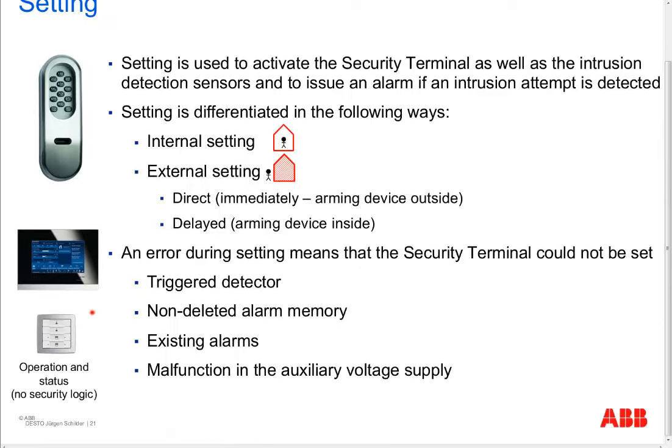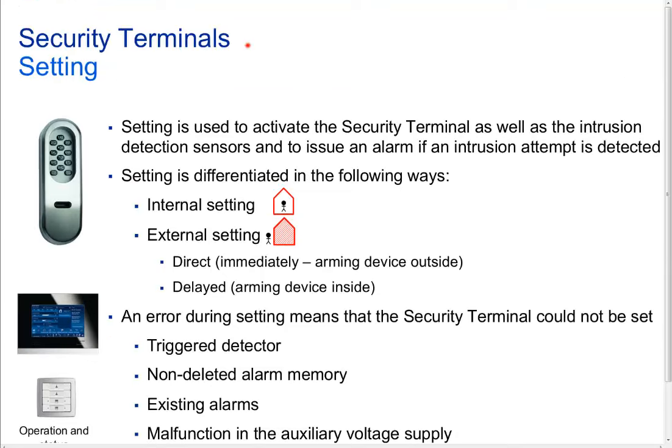And setting is only possible if everything is fine in your alarm system. So if there's any detector still triggered or any existing alarm still active or any malfunction in your system, then the system will not set. And you will see this immediately also on the touch panel, for example, or through other information, you will be aware of this, and then you will go back into your house maybe and check what is wrong. So that's the logic of any alarm system. We have, of course, also in the security terminal.